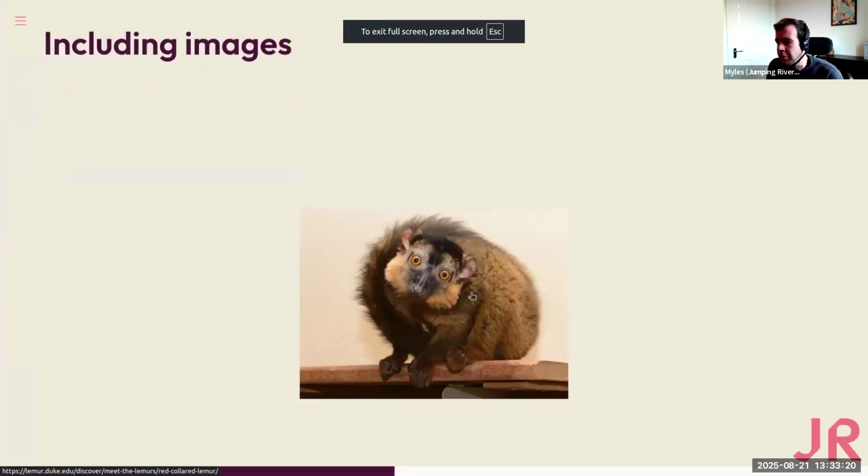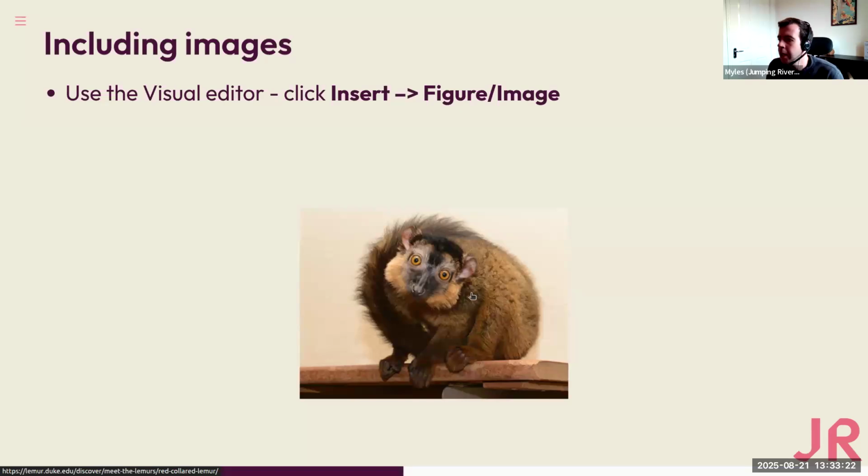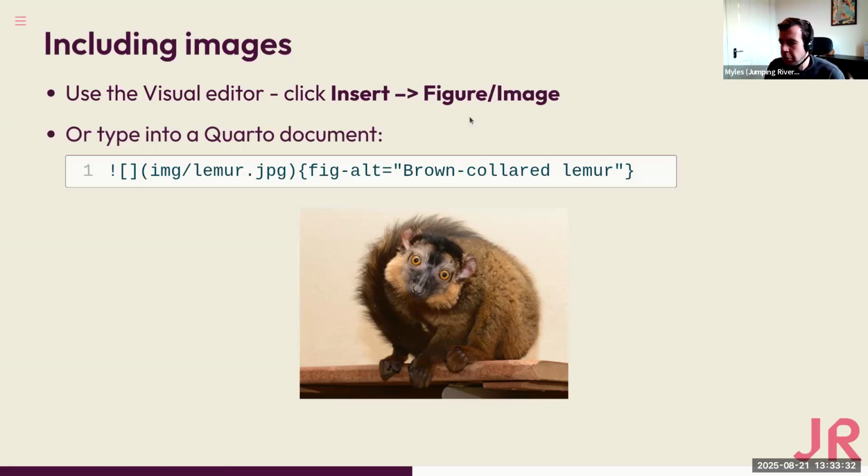You can also insert images in Markdown. Like I said, you can do this with the visual editor in RStudio. You can just click insert and then just load in a figure or an image. You can also do this using Markdown. So you can use an exclamation mark, square brackets, round brackets to include the actual image file. And then you can also include your alt text for the image.